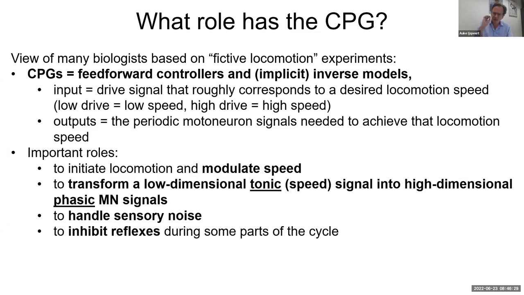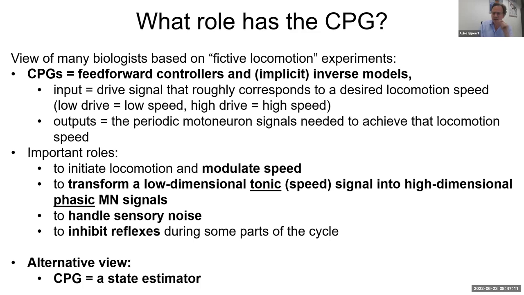And for me, the key thing is really initiating and modulating speed and heading, so modulating locomotion. I think that's a key role of CPGs. Another role is to simplify the communication between the high part of the brain and the low part of the brain. And also not only that, but to transform tonic signals like a speed, just a constant signal, into a rhythmic signal, which is a complex transformation. And finally, CPGs help to handle noise and also to inhibit reflexes at key moments during locomotion. I think those are the four important roles of CPGs.